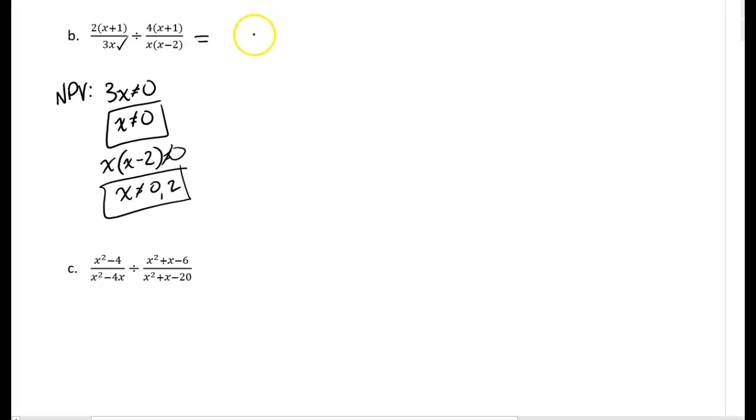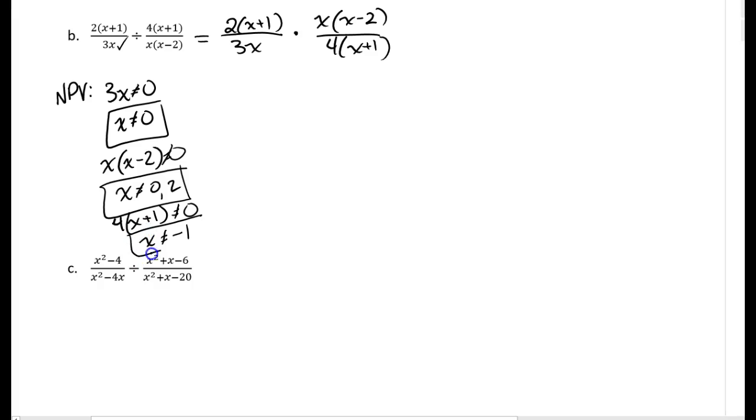But when I go to rewrite this as a reciprocal, I've got 2 times x plus 1 over 3x multiplied by x times x minus 2 over 4x plus 1. Now I've got a new denominator that I also need to account for. So 4x plus 1 can't be equal to 0, so x cannot be -1. So I've got a lot of non-permissible values there.